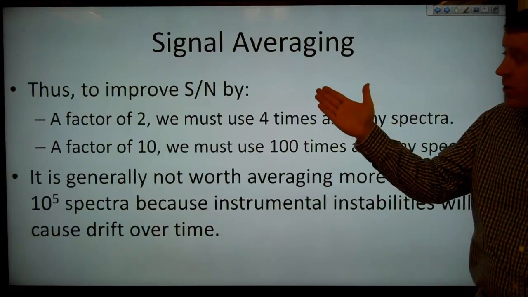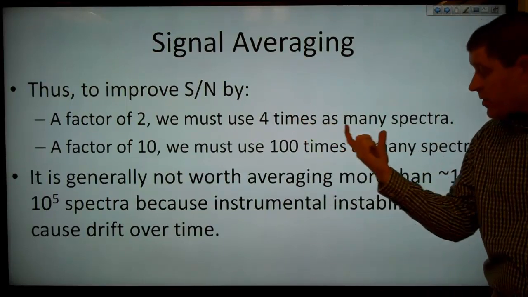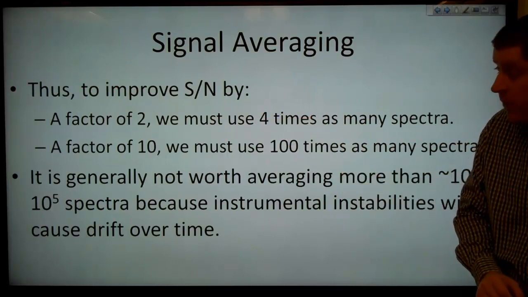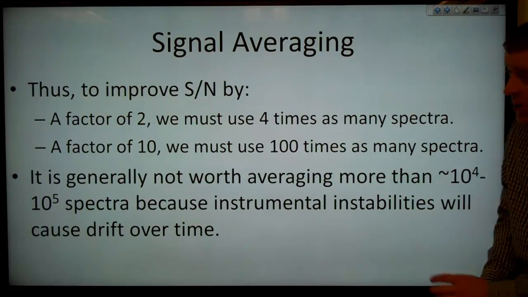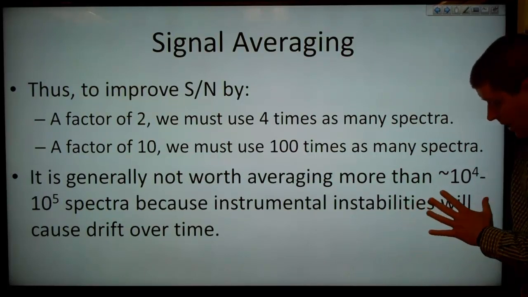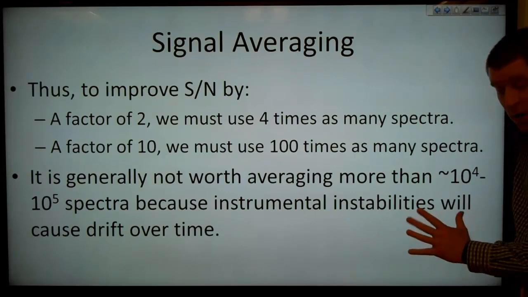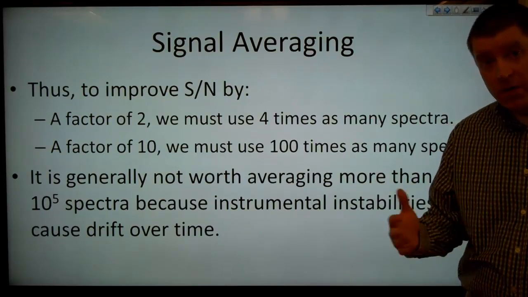And thus, in order to improve the signal-to-noise ratio by a factor of 2, we must use 4 times as many spectra. And to increase by a factor of 10, we must use 100 times as many spectra. It's generally not worth averaging more than about 10^4 to 10^5 spectra, because instrumental instabilities will cause drift over time, and that will tend to spread the width of our peaks.